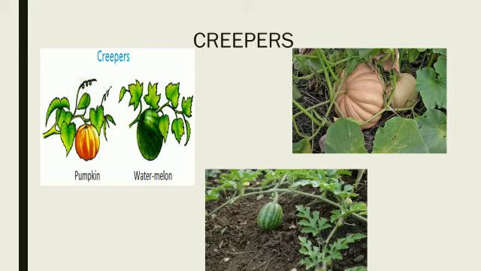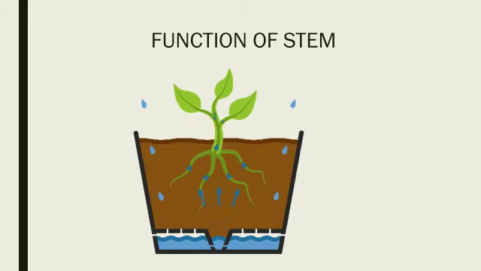In some plants, the stem of the plant grows along the ground. Such type of plants are called as creepers. The examples of creepers are pumpkin, watermelon, muskmelon. So children, you have learnt the plants with the different types of stems.